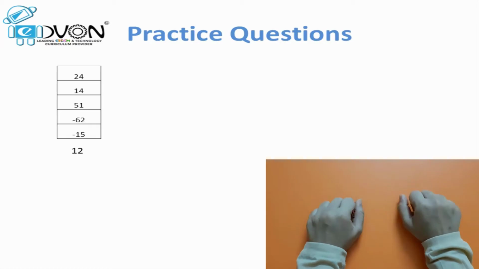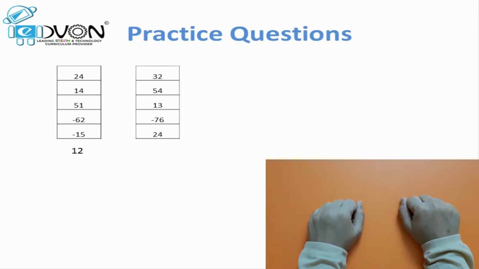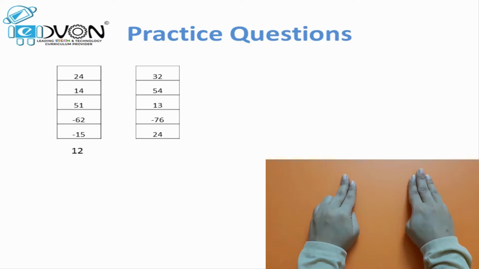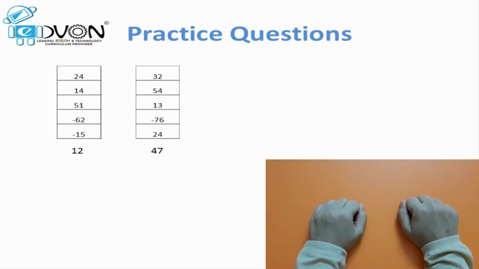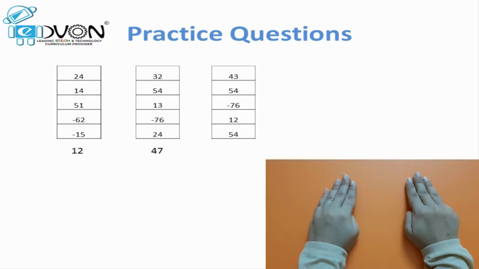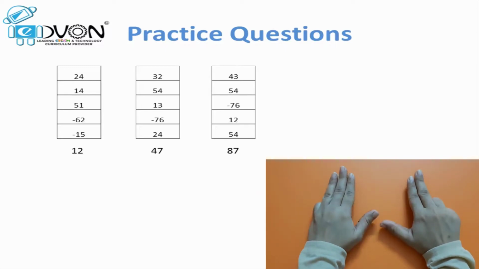Next question, make 0. 32 plus 54 plus 13 minus 76 plus 24. Answer 47. Make 0. Let's start the next question. 43 plus 54 minus 76 plus 12 plus 54. Answer is 87.